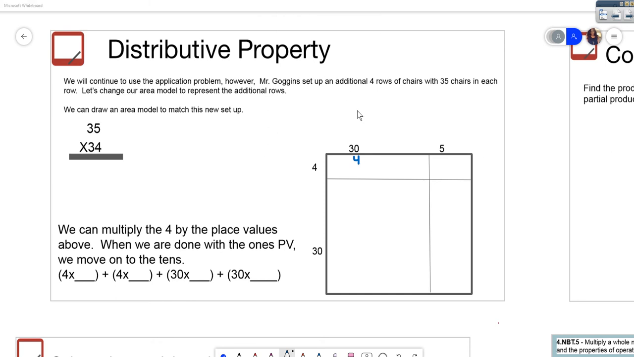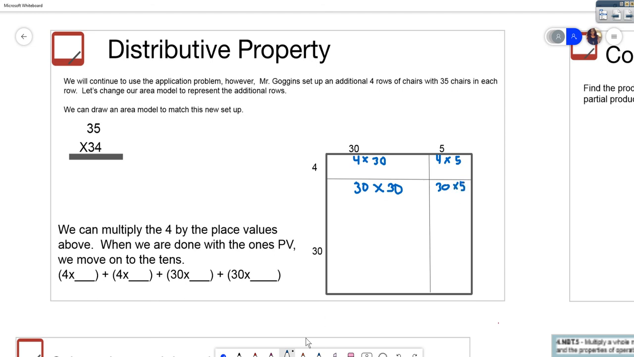All right, so now we're going to record the partial parts. I'm going to write 4 times 30 in this box, 4 times 5 in this box, 30 times 30 in this box. Could you guess what would go in this box? If you said 30 times 5, you are correct.